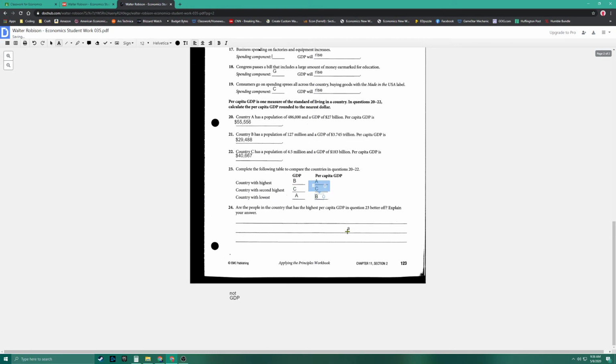All right. Now this question says, are the people in the country with the highest per capita GDP in question 23 better off? And then it wants you to explain your answer. Well, the answers that you give are going to vary, right? And the reason why is just because you live in a country that has high gross domestic product, it does not necessarily mean that you benefit from that. So do we have poor people here in the United States? Yes, we do. Are there poor people in every country? Definitely.